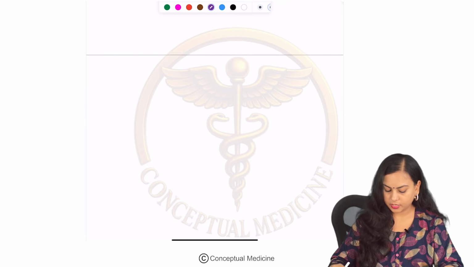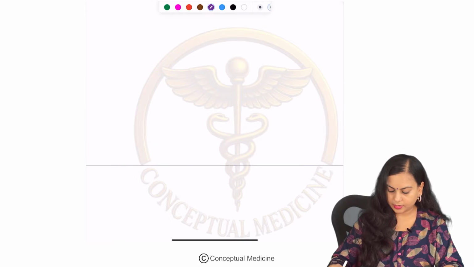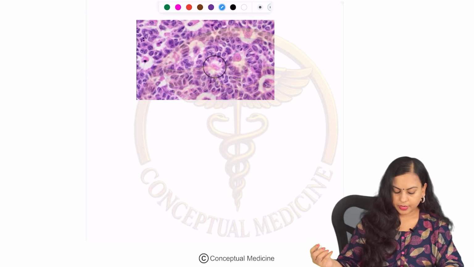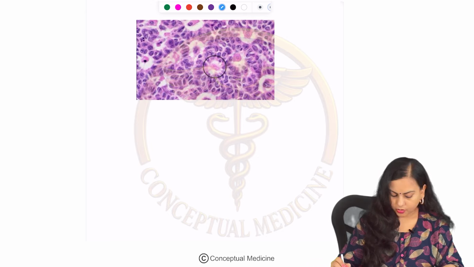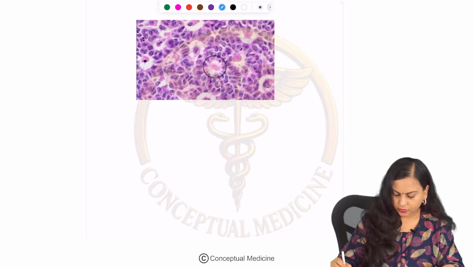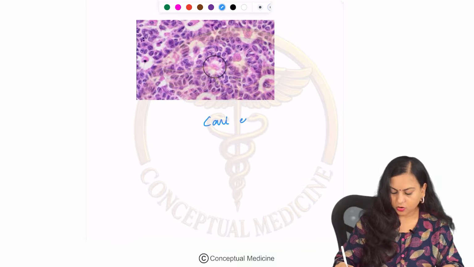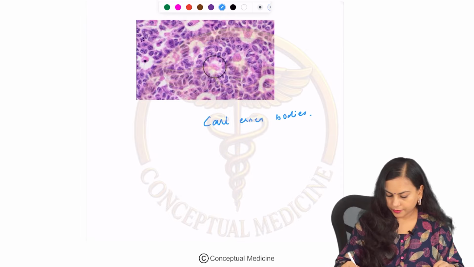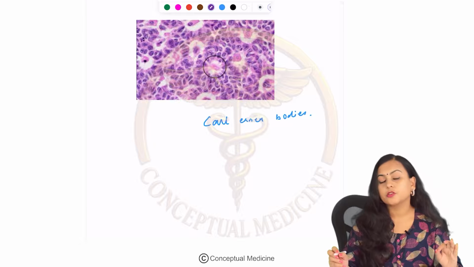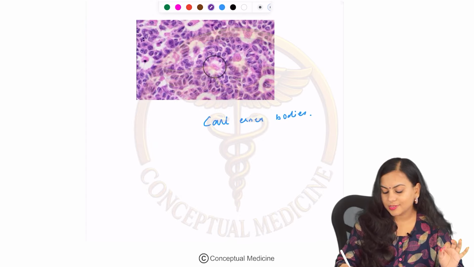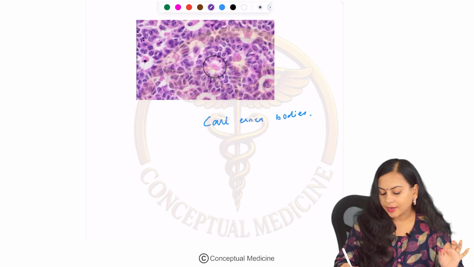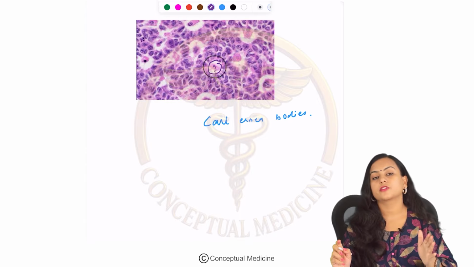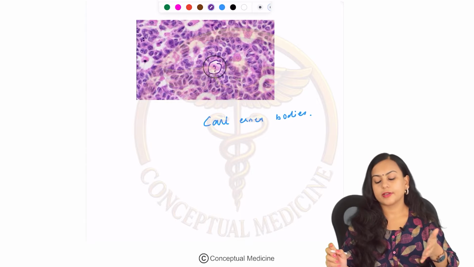Right. Now let's see the next one. Yes, this picture. What are you able to see? You are able to see something called the Call-Exner body. These are called Call-Exner bodies. Here you have cells but you don't see a blood vessel. Here also the cells are arranged around a cavity. This is an empty cavity, you don't have a blood vessel here. That is how you differentiate between a Schiller-Duval body and a Call-Exner body.